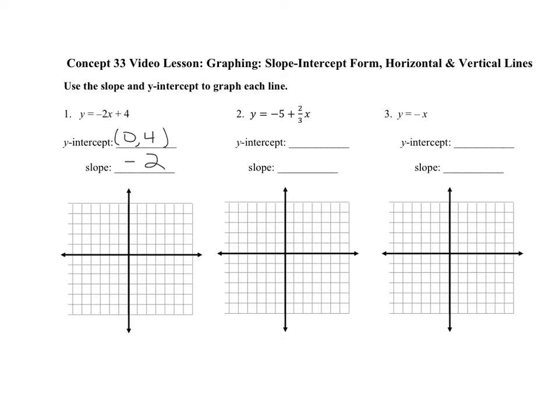So basically what I'm saying is I would like you to draw a line that goes through the ordered pair (0, 4) and has a slope of -2. So the y-intercept is going to be where we start. So I'm going to go ahead and put an ordered pair on (0, 2). I'm sorry, not (0, 2), (0, 4), which is right here. And then I'm going to graph a slope of -2.